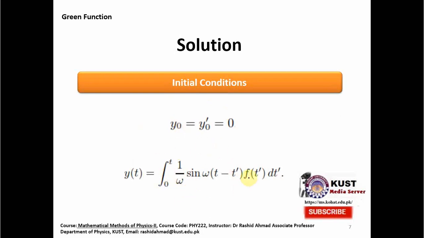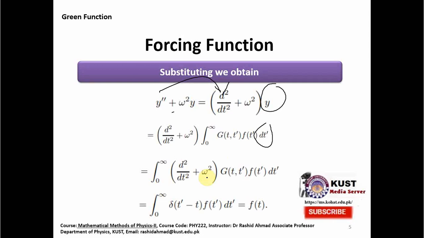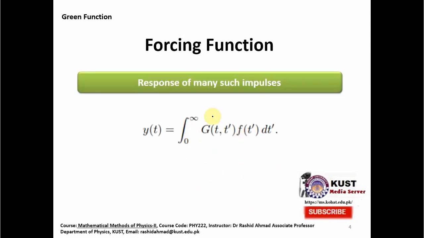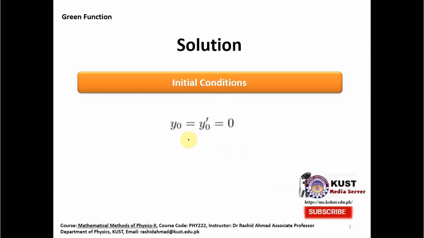Here you see that we have replaced g with 1 over omega sine omega t, because we had g, if you remember, here in this equation you see we have g over here. So we have just substituted for g the value we obtained, and also changed the integration limits. So this is the complete solution we have got. We knew the value of the green function, and this value helped us to put the final solution in this form.